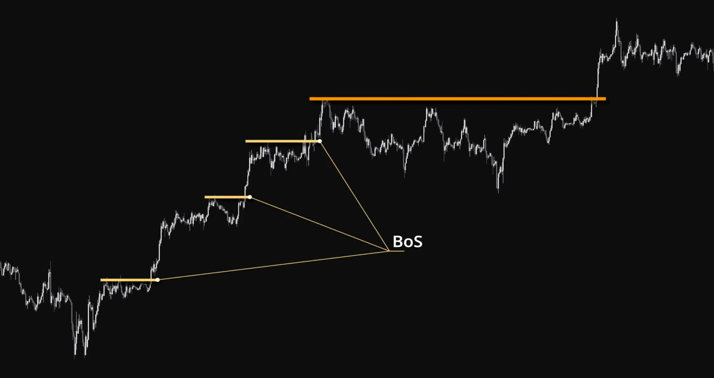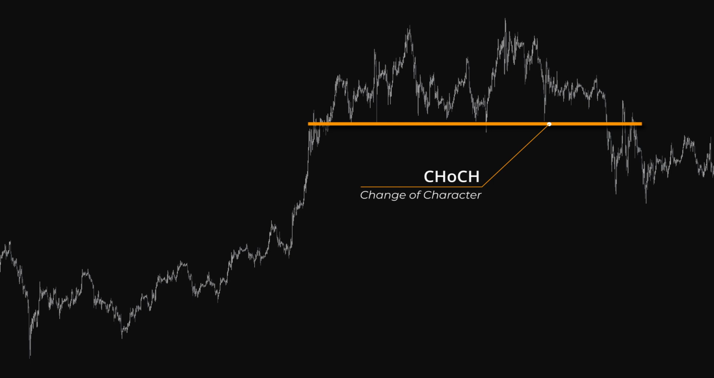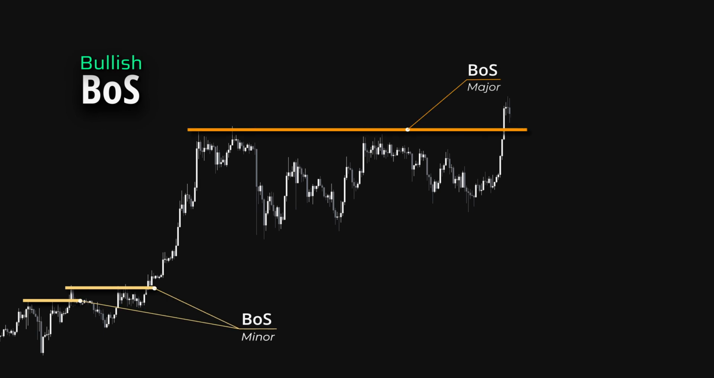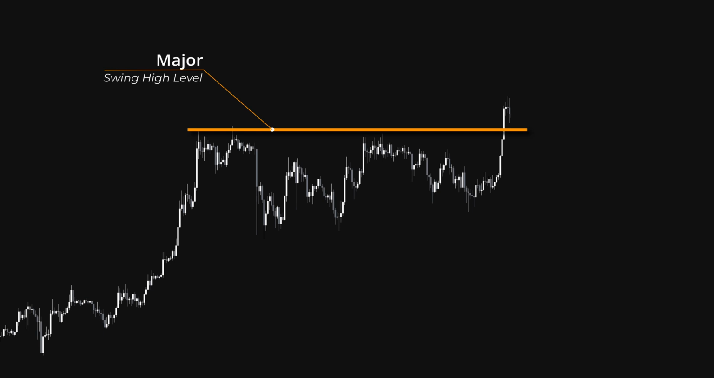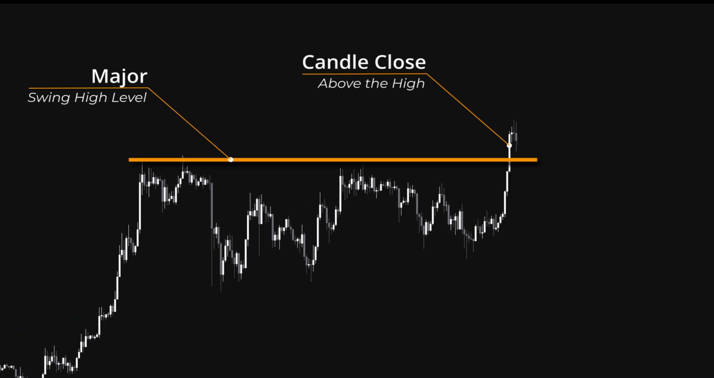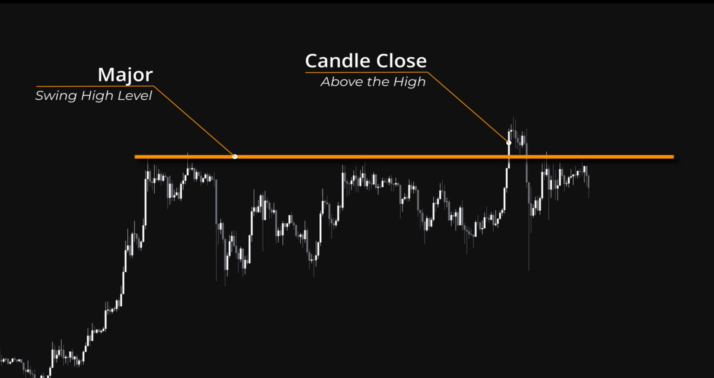In an uptrend, when price breaks above a major high with conviction, this creates a break of structure, BOS, indicating trend continuation. When price breaks below a major low, this signals potential trend reversal. Break of structure signals provide high probability continuation entries, but only when specific conditions are met. 1. Price must penetrate the major high level. 2. The candle body must close above the high, not just the wick. 3. The break maintains validity even if price immediately retraces.